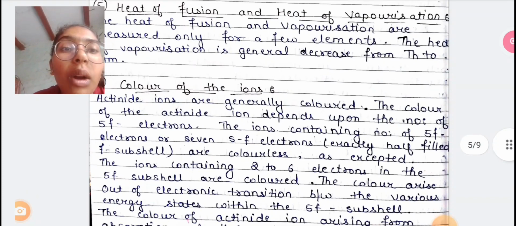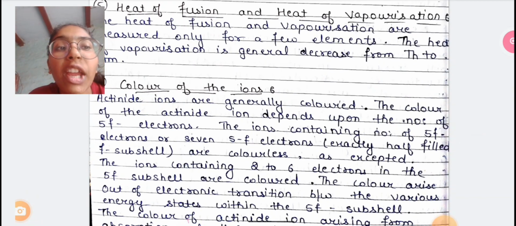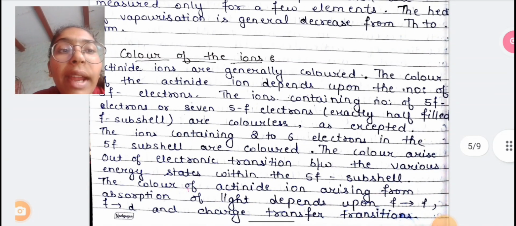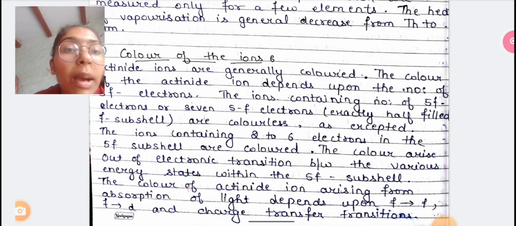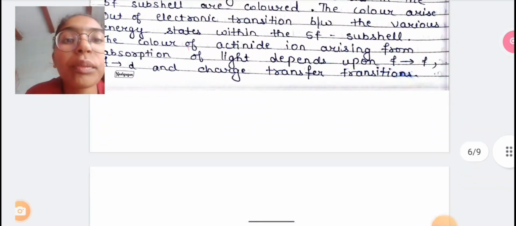The color arises out of electronic transitions between the various energy states within the 5f subshell. The color of actinide ions arising from absorption of light depends upon 5f to 5f or 5f to 6d and charge transfer transitions.